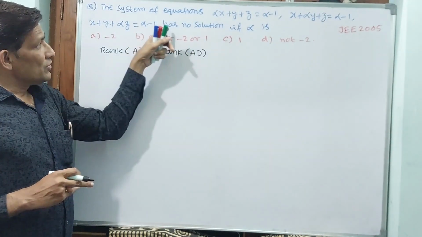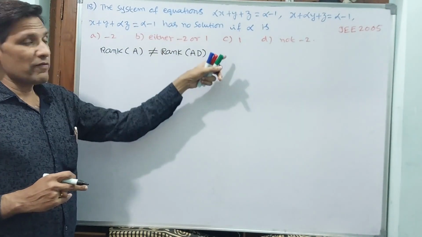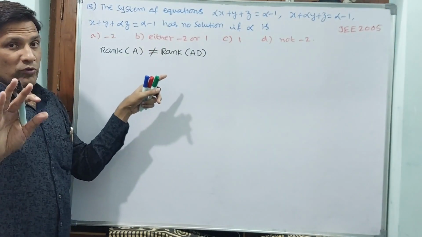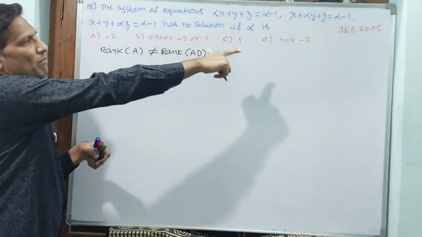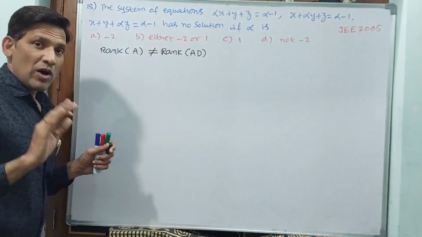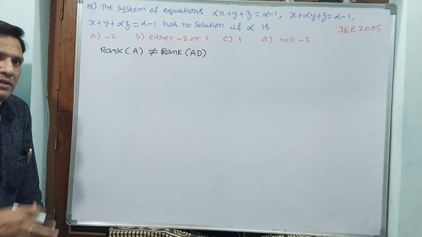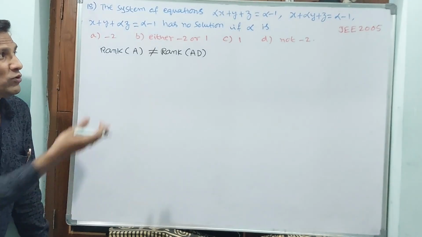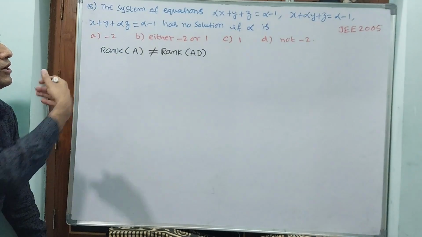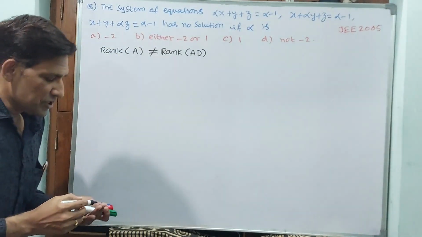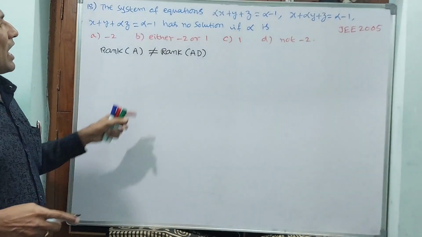Second point. See, this is having no solution, but at what value? Whether two values or one value, like they are asking. If you observe carefully here, only two values they have given, minus 2 and 1, that's all. That means, see, what you have to do, simply you substitute 1 by 1 and check. That's all. Why? Because we are dealing with a competitive examination. In a competitive examination, we need not do it in descriptive type.